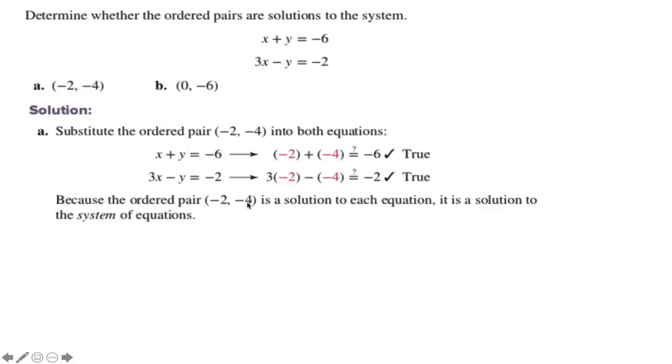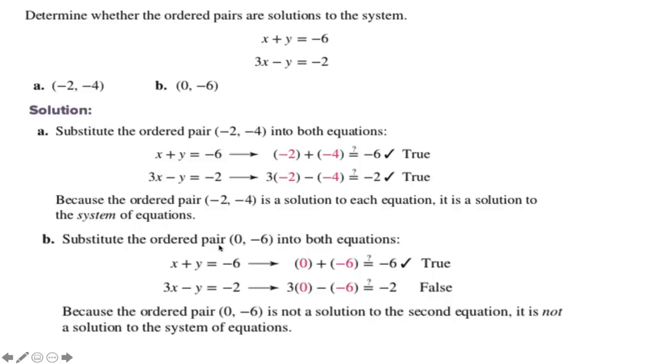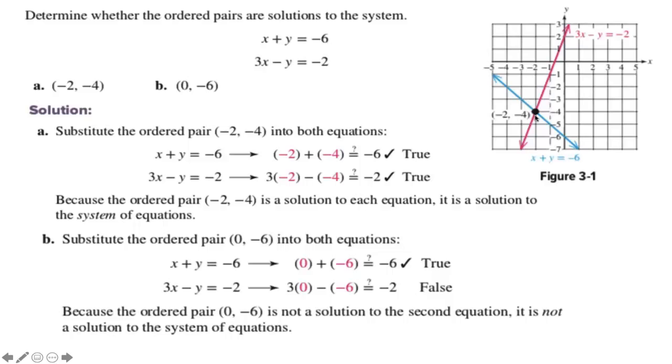But if I plug in (0, -6), I do get that the first equation is satisfied, but when I plug into the second equation, it is not satisfied. +6 is not equal to -2, therefore this is not a solution, because it needs to be a solution to both equations. Notice that when I look at these two lines, there's one common intersection point, and this is exactly at the point (-2, -4), which is the solution point we saw earlier, and it's the only solution to the system.